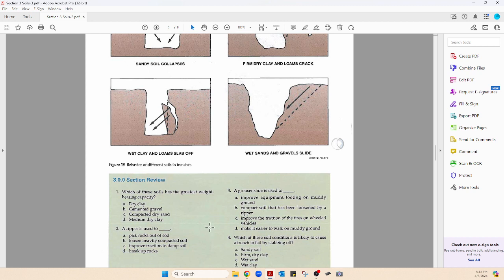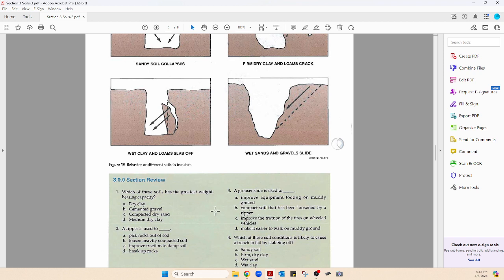A ripper is used to what? Loosen up compacted soil. A grouser shoe is used to improve equipment footing on muddy ground and traction. Compact soil that has been loosened by a ripper. Wait, I'm getting ahead, this is a multiple choice. A grouser shoe is used to what? Improve equipment footing or traction. I think since they said grouser, it's traction.